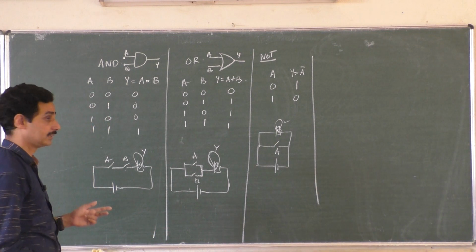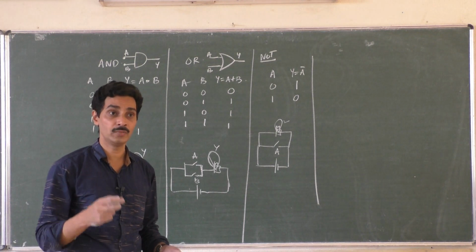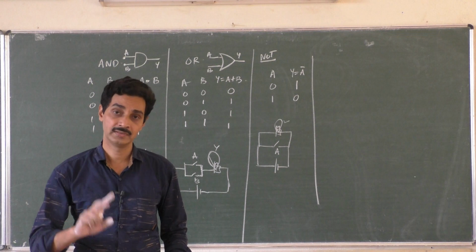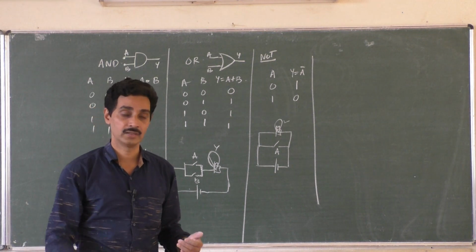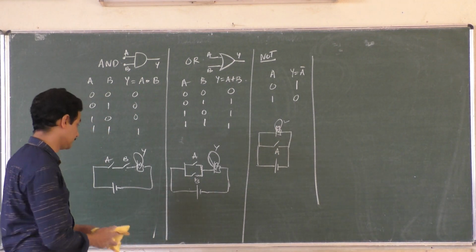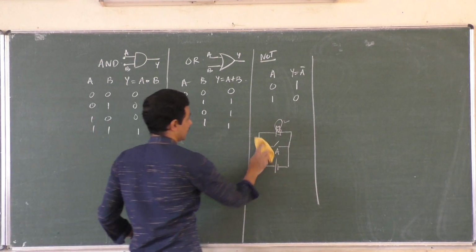If you connect the output of an AND gate to a NOT gate, that means I don't want the output of the AND gate as it is. I want the reverse of the AND gate output, that is called NAND. I want the reverse of the OR gate output, that is NOR. So connect a NOT gate to the output of the AND gate, then it becomes a NAND gate. And similarly connect a NOT gate to the output of the OR gate, then it becomes a NOR gate.